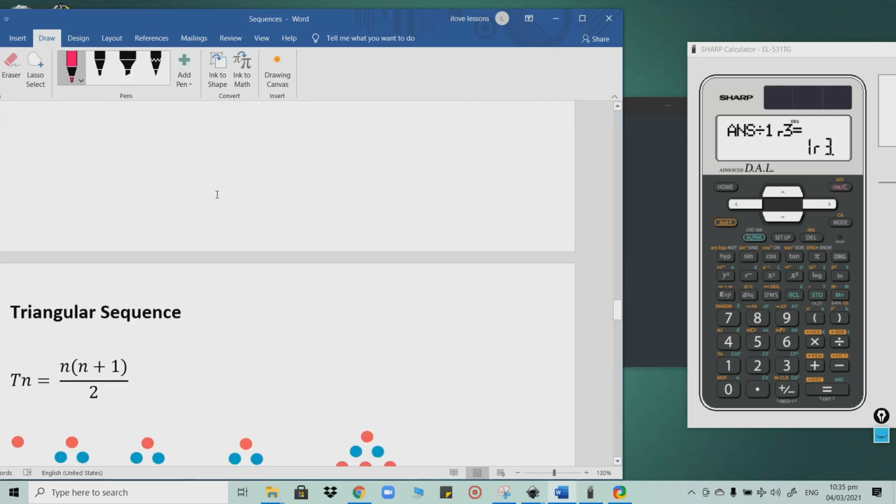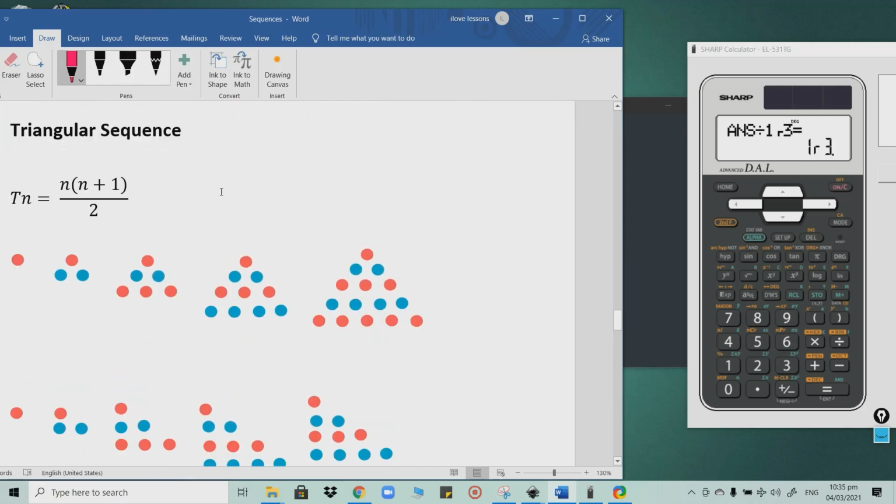The last one here is the triangular sequence. Now, not everything that looks triangular is a triangular sequence. You're going to realize that when we're doing the past papers eventually. But here are 2 examples of sequences that I'm sure are triangular. What we do, we have a red circle here. So this is term 1. Term 1 has how many circles? It has 1 circle.